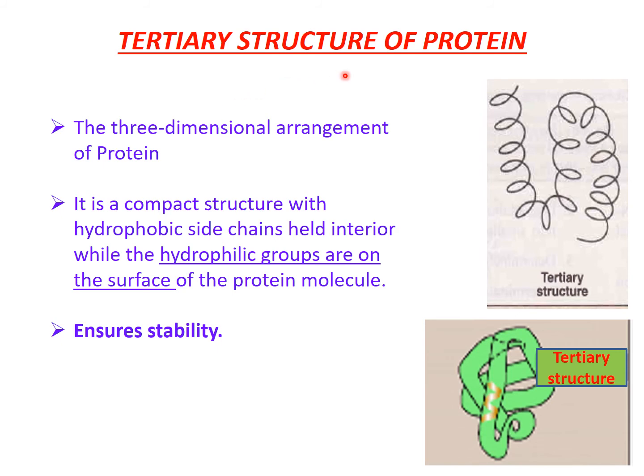Now, tertiary structure of protein. The three-dimensional arrangement of protein, like this, when the secondary structure, the helical structure, moves down and up and down, the three-dimensional arrangement of protein is the tertiary structure. It is a compact structure with hydrophobic side chains held in the interior while the hydrophilic groups are on the surface.